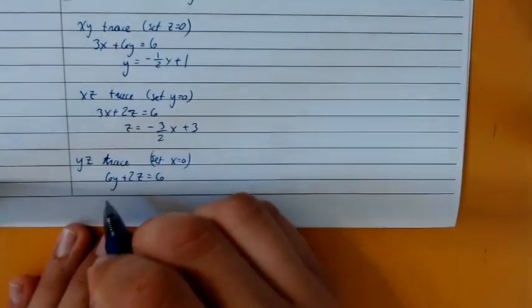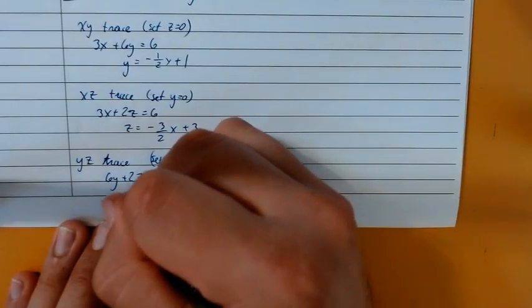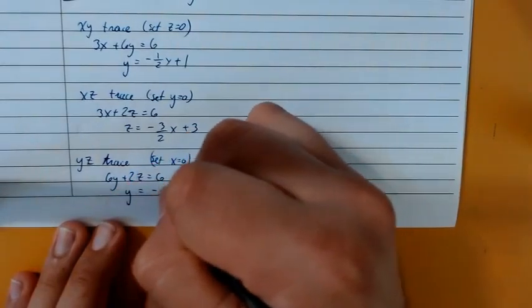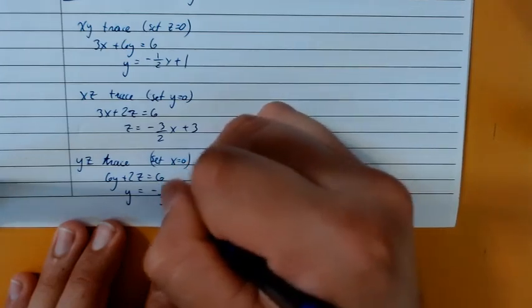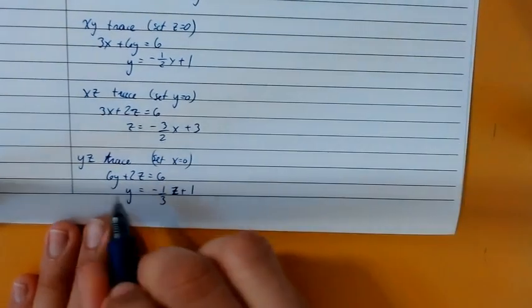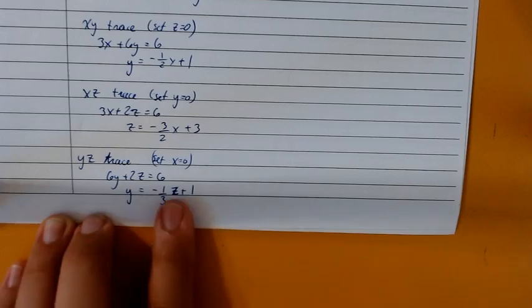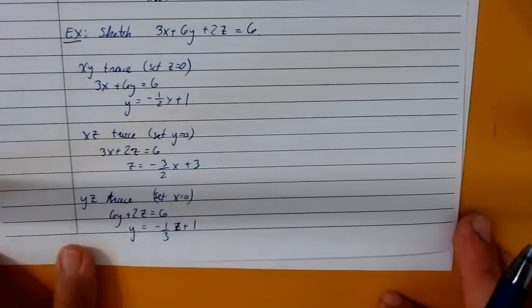Here I can solve for y. Subtract that over, divide by 6. So that'll give me y equals negative 1/3 z plus 1. And again, if you prefer, you're welcome to use the standard form instead of the slope-intercept equations. All right, so now how do those help?